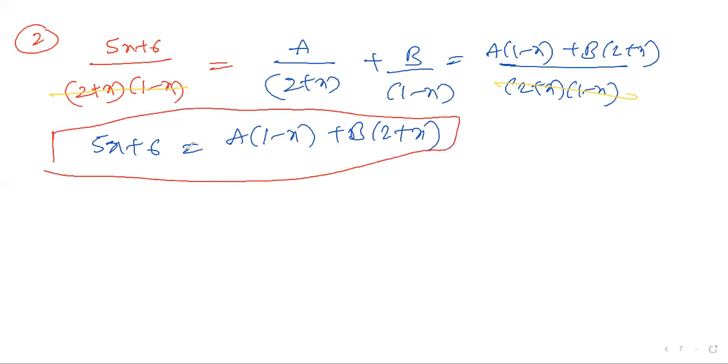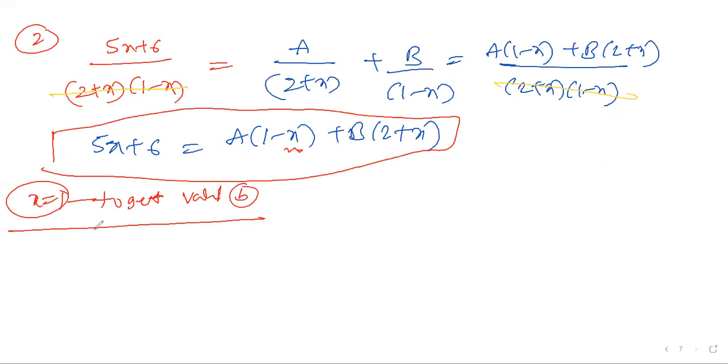Next, what will you do here? You can put x equal to 1. Okay, x equal to 1 to get the value of B. Next, x equal to minus 2. x equal to minus 2 means to get the value of A. This is the value of B.